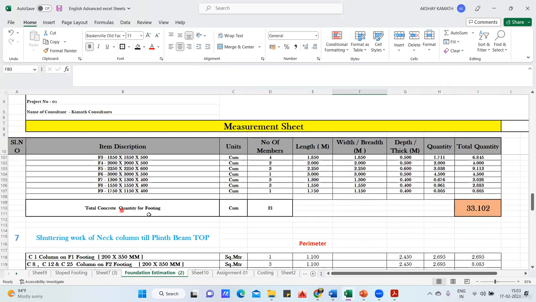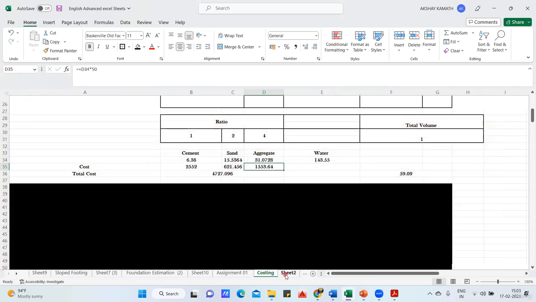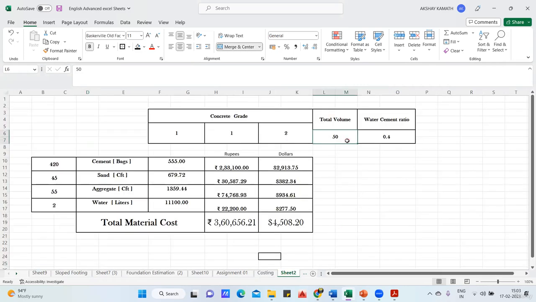Similarly, here you have found the concrete quantity, which is 33.102. If you want to find how much is required, we'll write over there 33, right? So total concrete quantity is 33.102. Finish. And what was the ratio? It is the M20 grade, so it is 1 is to 1.5 is to 3. Finish. You got the answer.